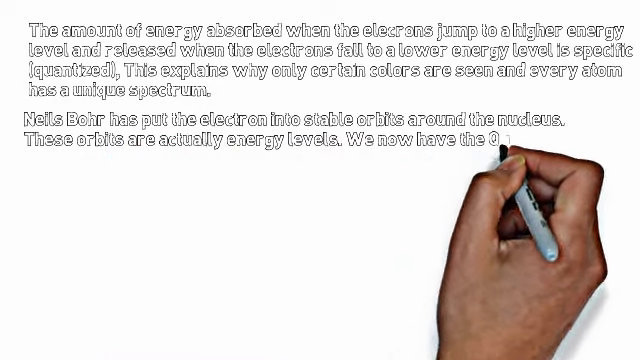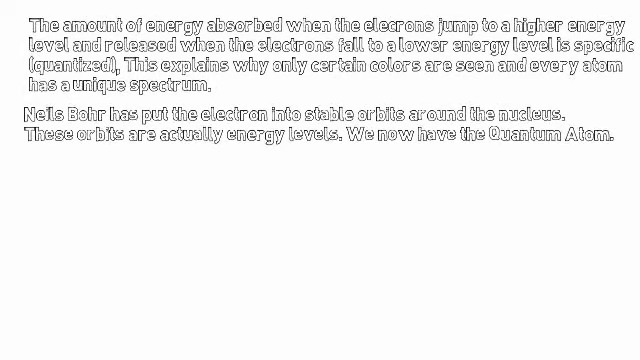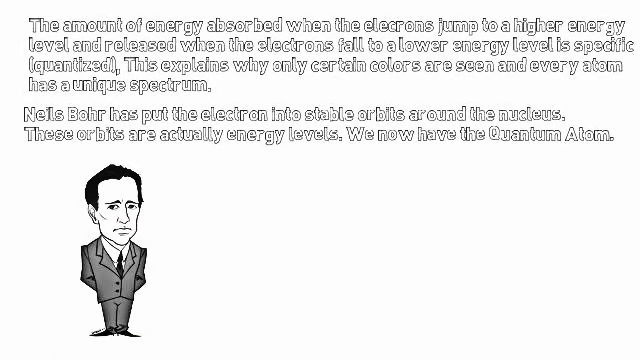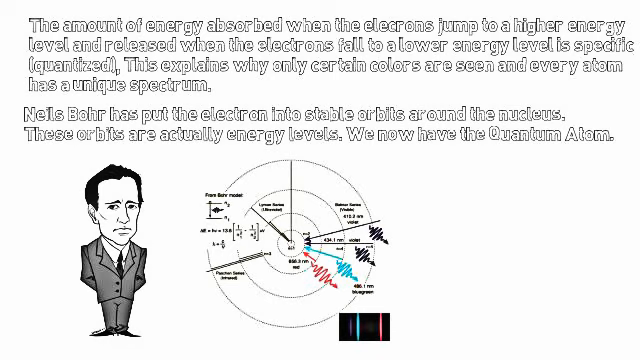Bohr basically has put the electron into stable orbits around the nucleus, but these orbits are actually energy levels. And we now have what is known as the quantum atom. So what Bohr does is he creates an atom where the electrons exist in energy levels that are quantized, and thus starting us down the road of quantum mechanics.